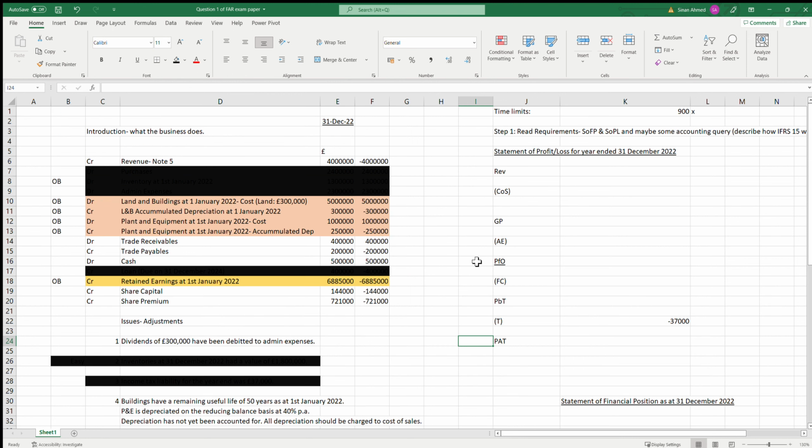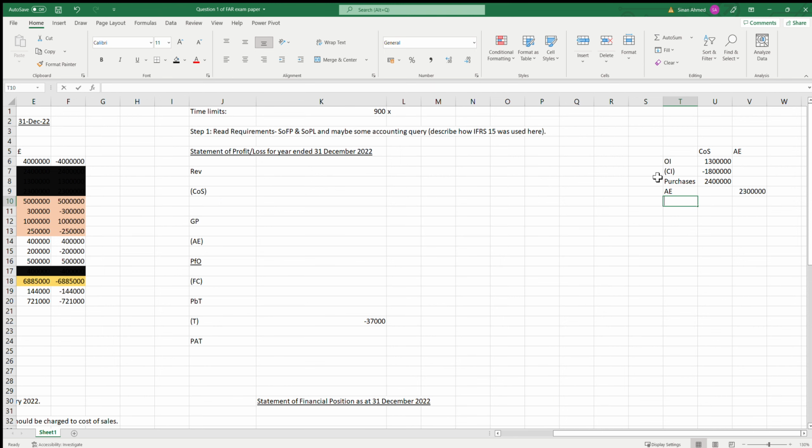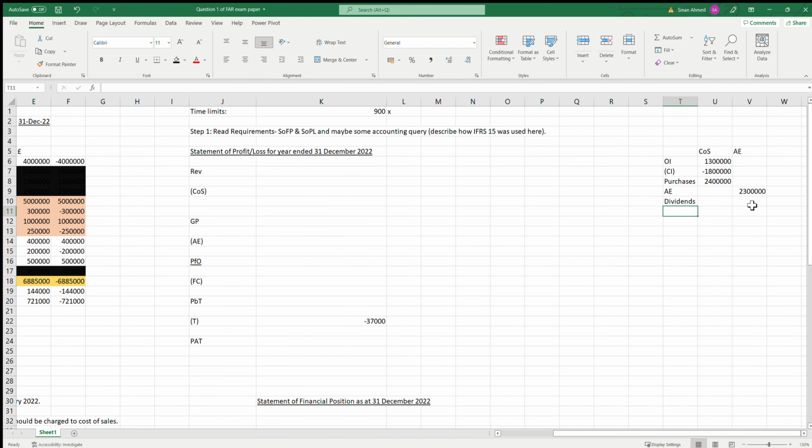And then it says dividends of 300k have been debited to admin expenses. Okay, where should they have been debited to? They should have been debited to retained earnings. So remember, dividends are not an expense. They're never an expense. And I've seen people even in audit think they are expenses, okay? So dividends, and we have to revert: if we debited admin expenses, we have to credit admin expenses. So we reduce admin expenses by 300,000.